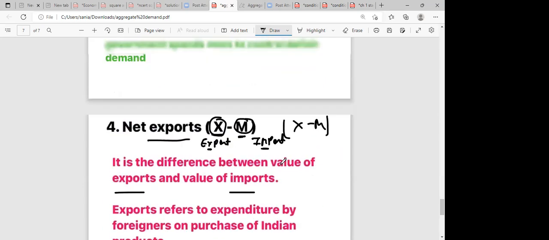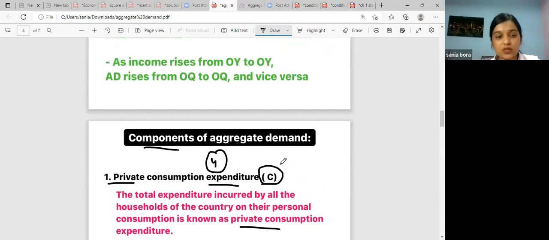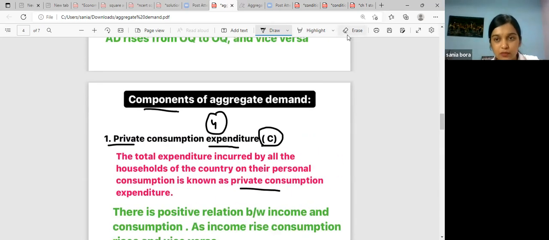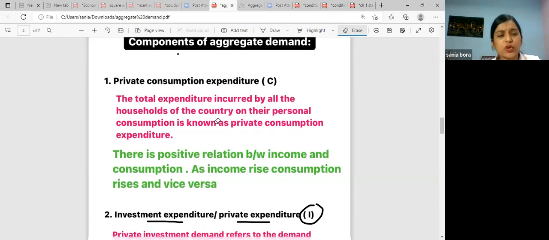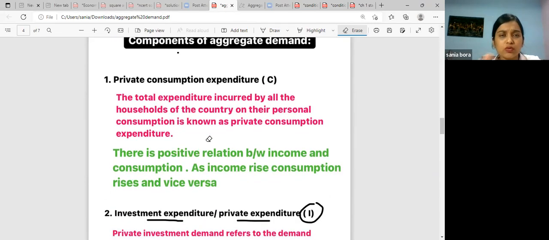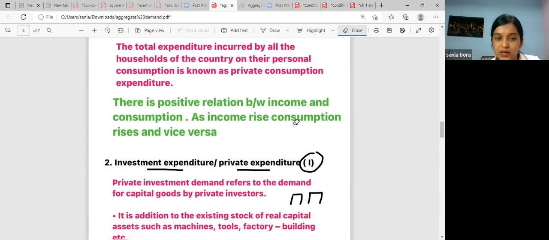Yes, ma'am. Okay, so we'll just quickly revise. Then I'll give you the time to write it down. Don't worry. The first factor is private consumption expenditure. It's very easy, no need to mug up things. The total expenditure incurred by all the households of the country on their personal consumption is known as private consumption expenditure. There's a positive relationship between income and consumption. If your income increases, your consumption will also increase.